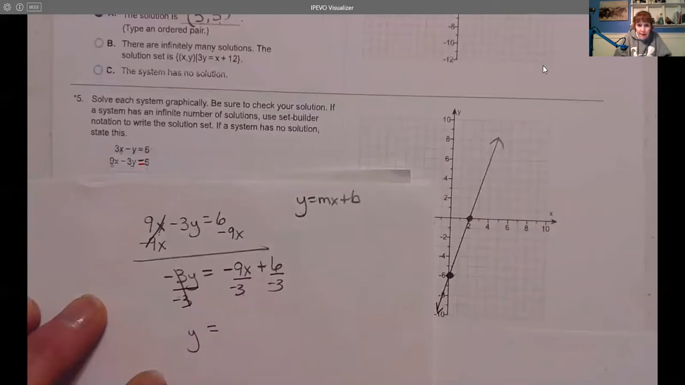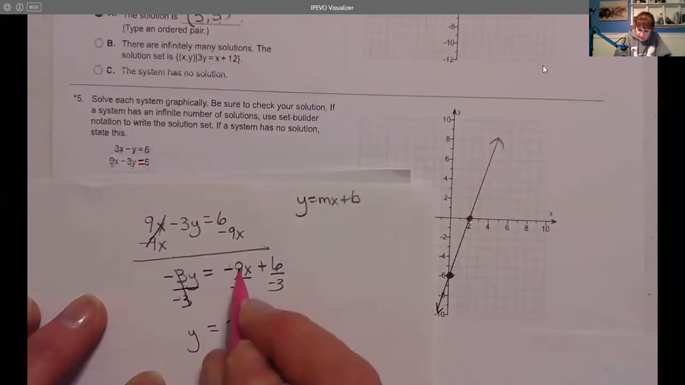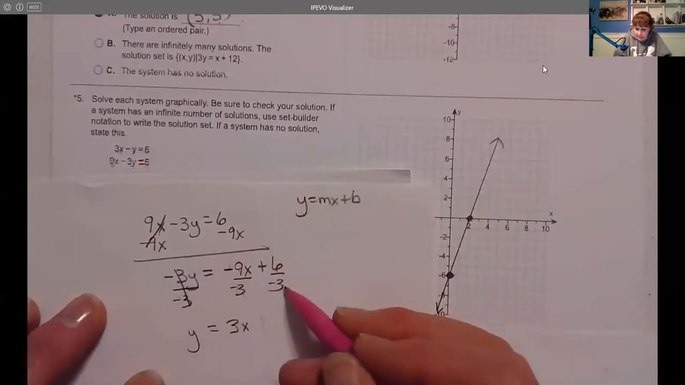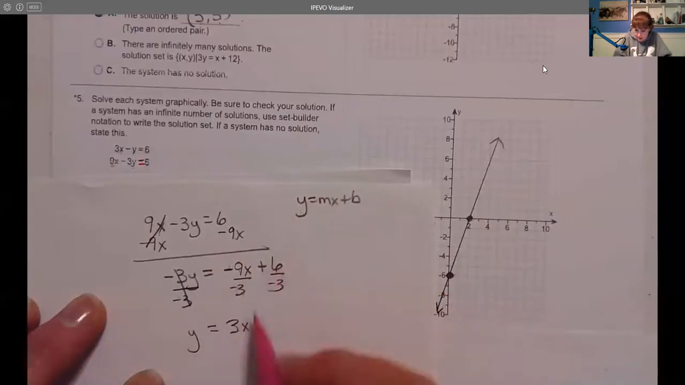-9 divided by -3, it's a negative over a negative, so it's going to be a positive because we have 2 negatives. It's even, so it's going to be a positive 3x. 9 divided by 3 is 3, and you still have the x. Whoa, it's not going to be a plus, is it? Because 6 divided by a -3 is a -2.